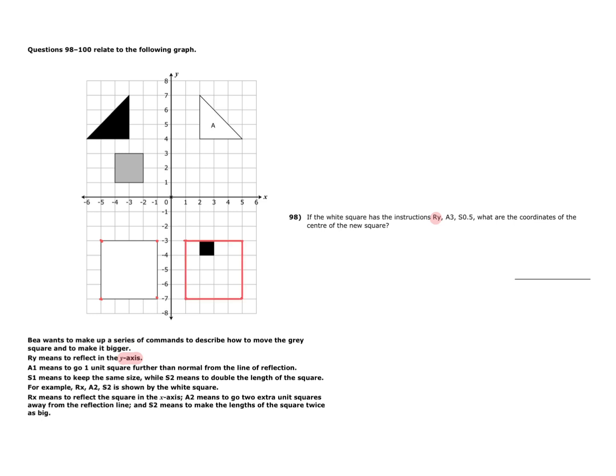We then have the instruction A3, but we also have S 0.5, which means that ultimately the sides of the square will be reduced by half. So instead of a square which is 4 by 4, we'll have a 2 by 2 square. So once this vertex has moved 3 squares away from this y-axis, the reflection line, this is the instruction A3, then it will be here, and this vertex will be here.